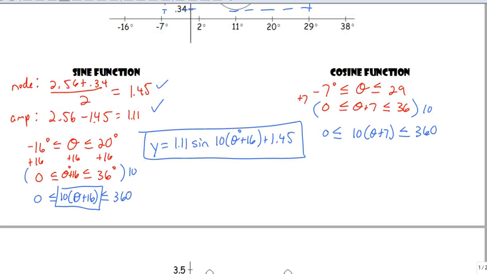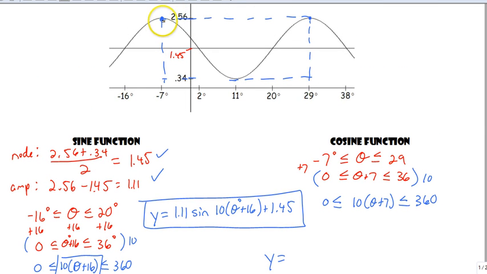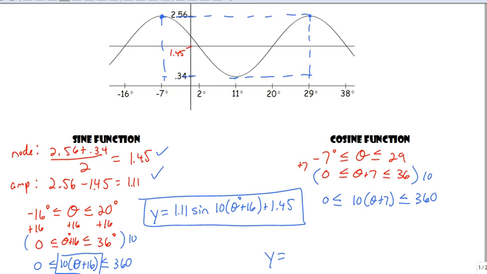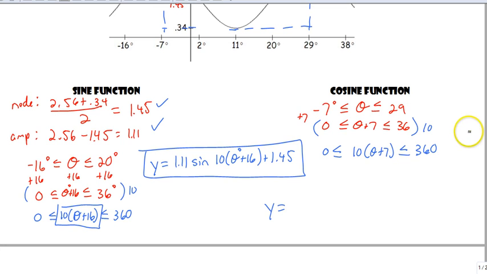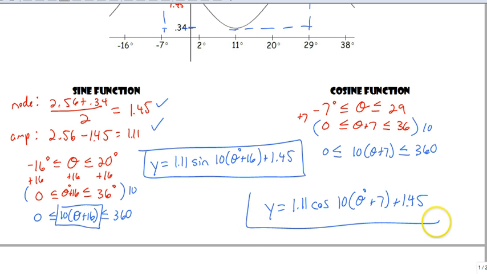But notice how the curve equation will be very similar. Oh, and I chose positive cosine because I started at the top, so that's just something I have to note. Alright, so my amplitude is 1.11. I did a cosine curve. It's still 10 theta degrees plus 7, and then plus 1.45. So again, same thing.